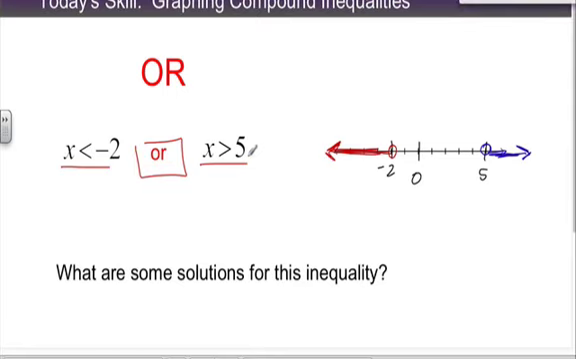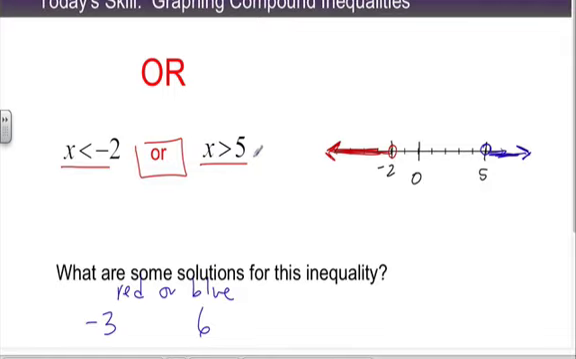So now if we want to talk about what are some solutions for this inequality, anything that's in the red or the blue would be a solution. So for example, -3 is a solution. -3 is less than -2. 6 would be a solution because 6 is greater than 5.